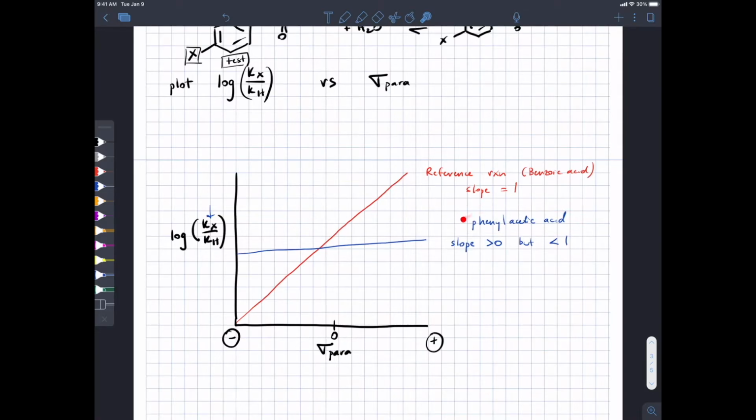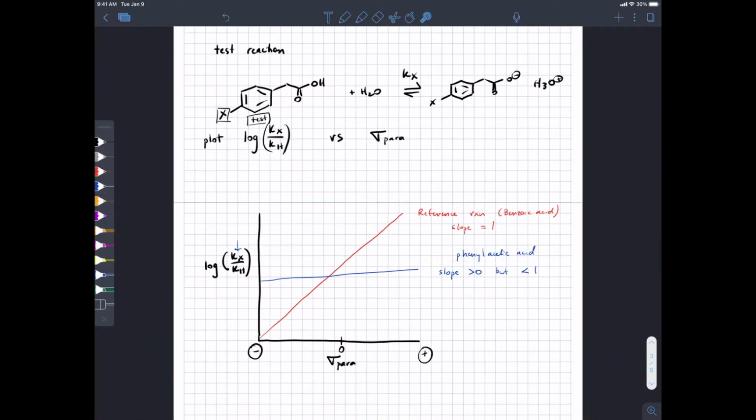Is the phenylacetic acid deprotonation more or less sensitive to the Hammett parameter than the benzoic acid reaction? And remember, the Hammett parameter describes just how electron donating versus withdrawing a group is. So relative to the benzoic acid reaction, is the phenylacetic acid reaction more or less sensitive? Less, right? Because as you change the Hammett parameter, the value of this equilibrium constant difference doesn't change as much.